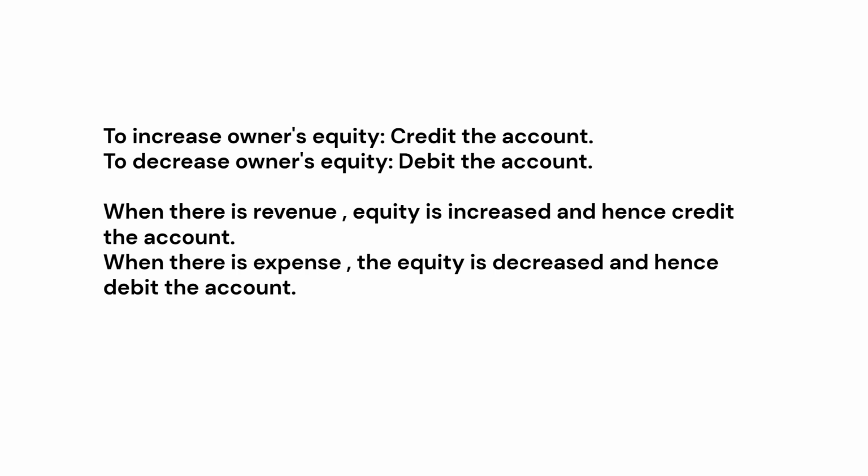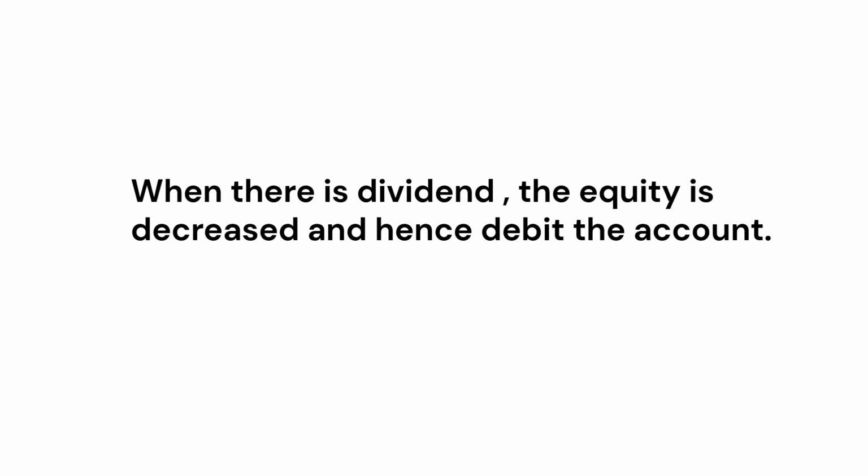Let's see how it works in the case of owner's equity. To increase owner's equity, credit the account. To decrease owner's equity, debit the account. When there is revenue, equity is increased and hence we credit the account. When there is an expense, the equity is decreased and hence we debit the account. When a dividend is paid, the equity is decreased and hence we debit the account.